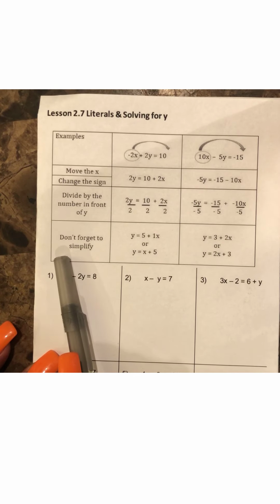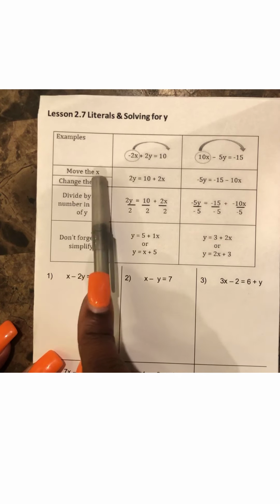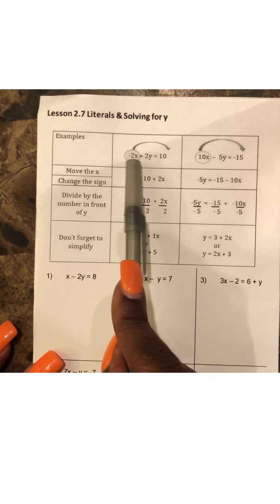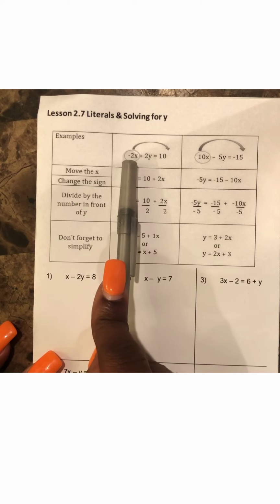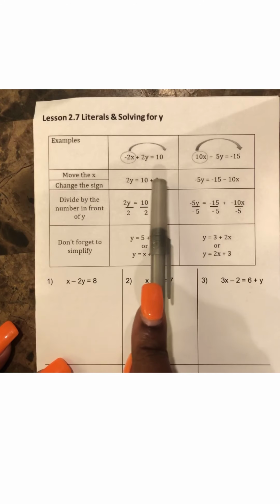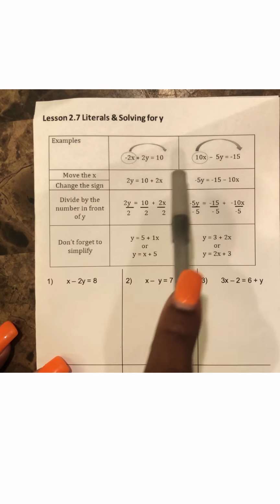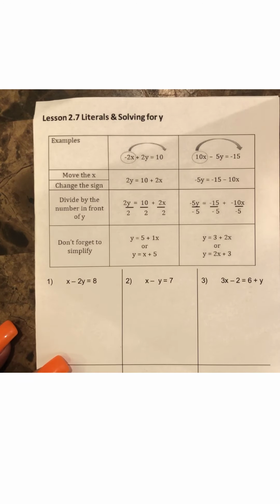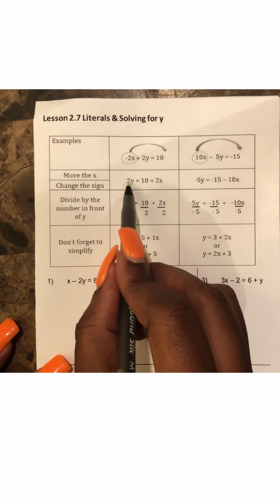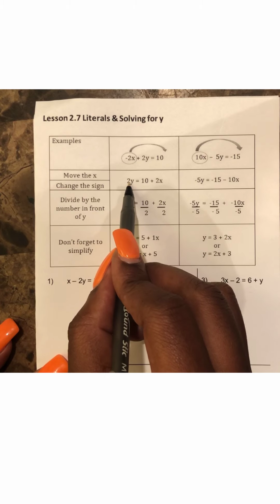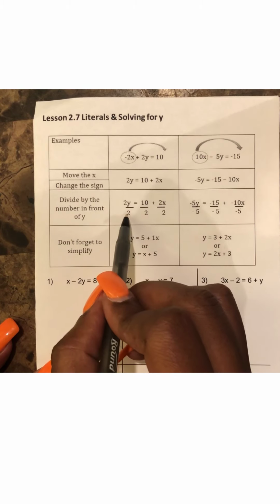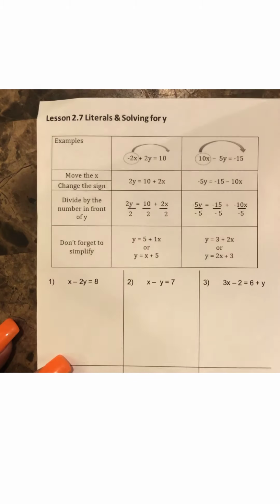All right? So to move the x, change the sign. This x is negative. So to change the sign, we change it from a negative to a positive. So to move the x, change the sign to plus 2. Now we have to divide by the number in front of y. The number in front of y is 2. So remember what I said. We have to divide 2 by each term.